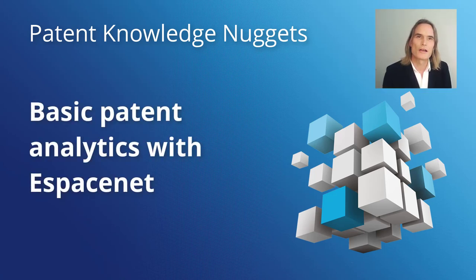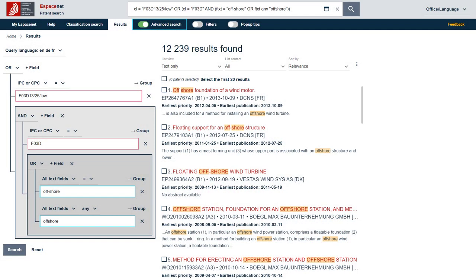In this video, I'm going to talk about how to do basic patent analytics with Espacenet by using its filter module. Let us start with a search in Espacenet in the field of offshore wind energy. I have entered here a basic search for this field with classification codes and keywords.